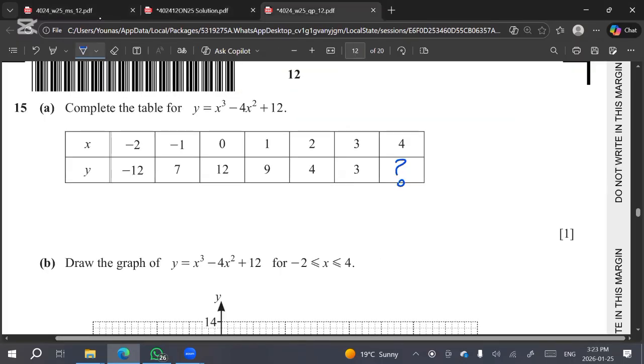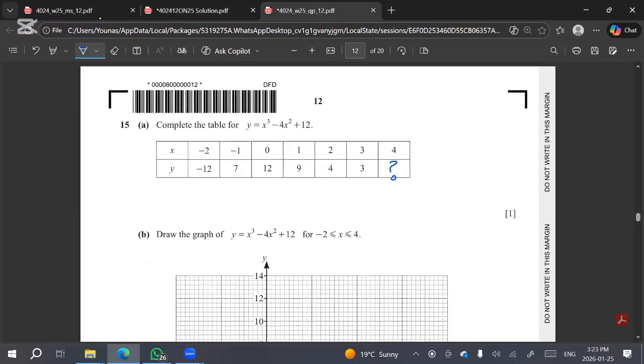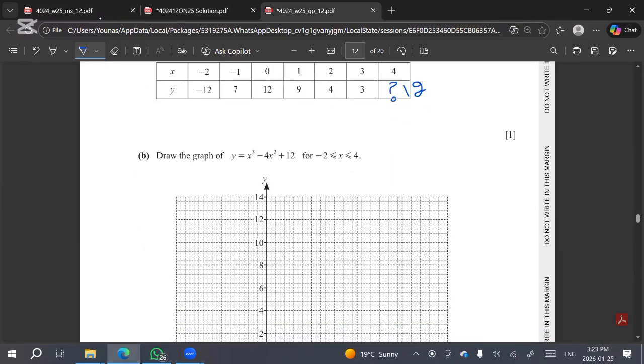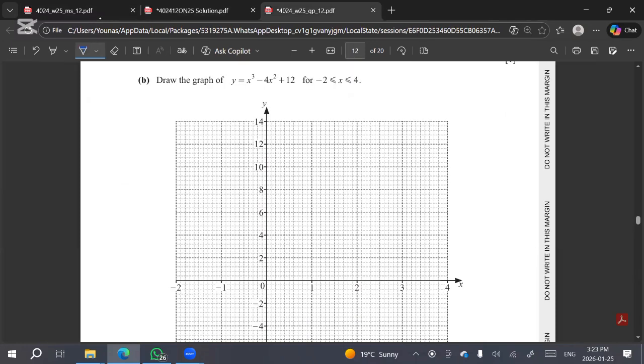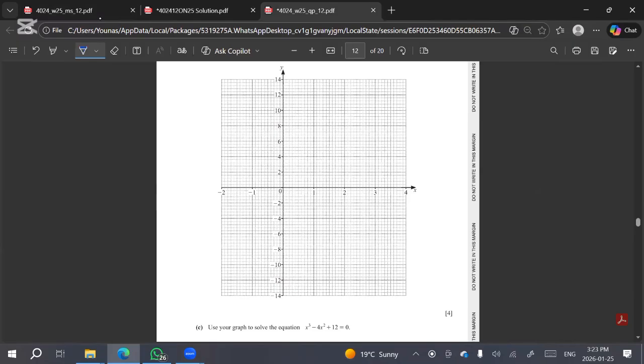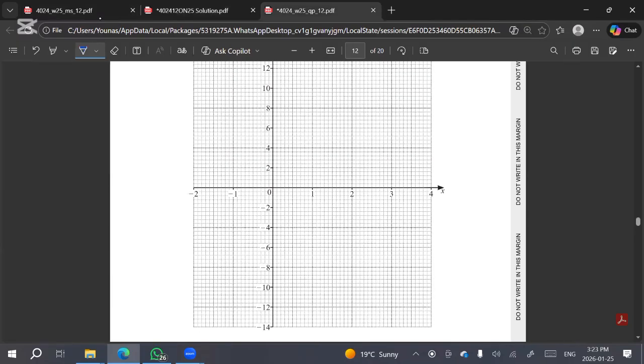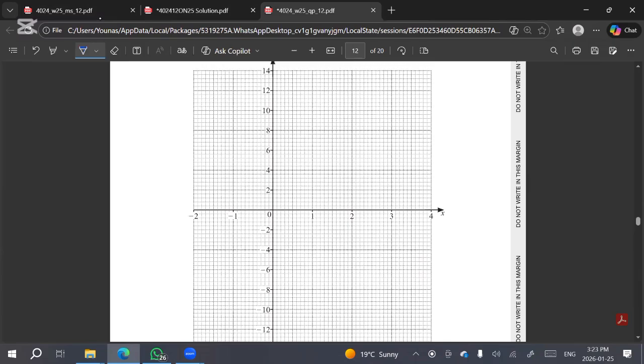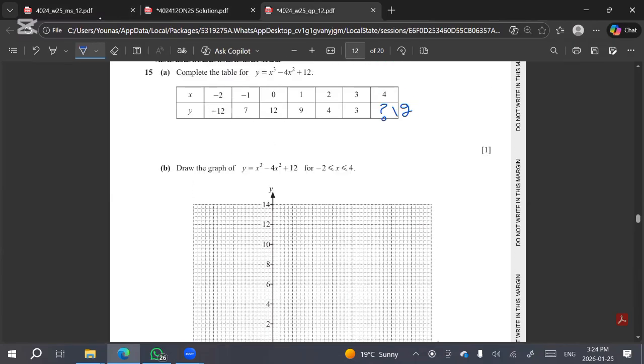It says draw the graph. So here you got 12. Then they want me to draw these points on this grid. A grid is given here. Hopefully this is visible to you. Let's try to explain how much we can fit in the screen. This is the grid which is given for this. So I will plot these points: minus 2 comma minus 12, minus 1 comma 7, 0 comma 12, 1 comma 9, 2 comma 4, 3 comma 3, and 4 comma 12.